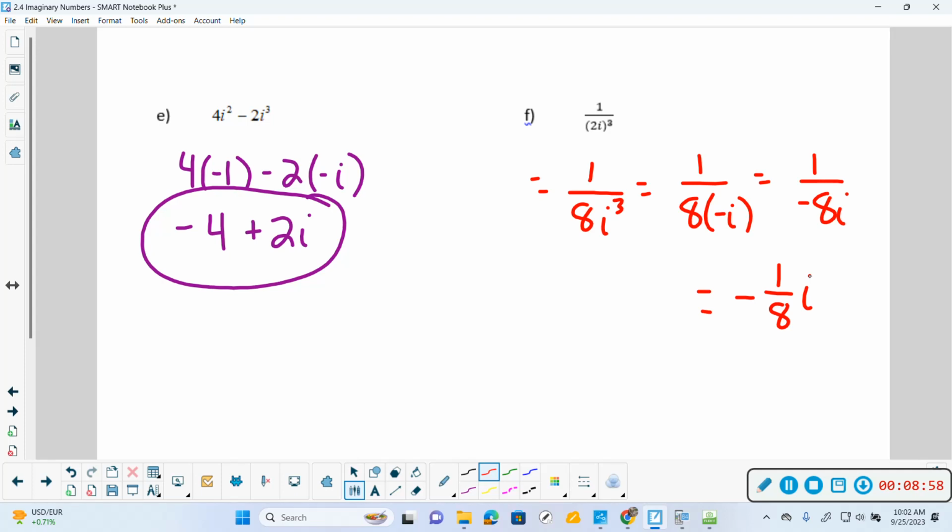Do we have a real part? No. What holds the place if you don't have it? 0. So we have 0 for the real. Do you have to write 0 minus 1/8 i? No. I'm just pointing out that we really have 0. All right, any questions on that guy? See, easy stuff.